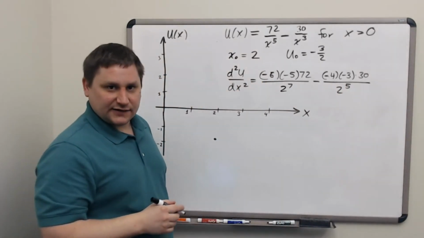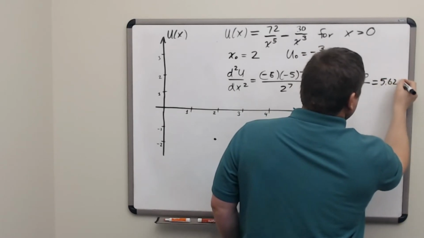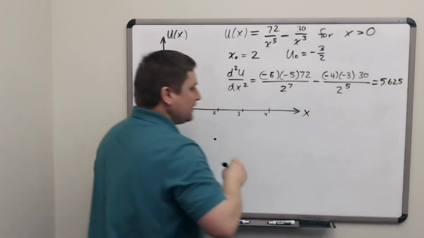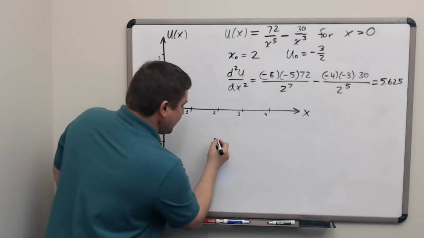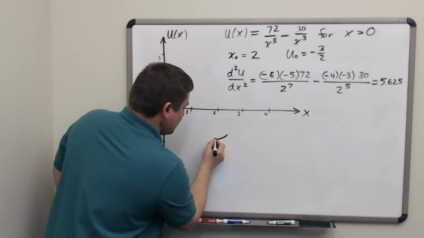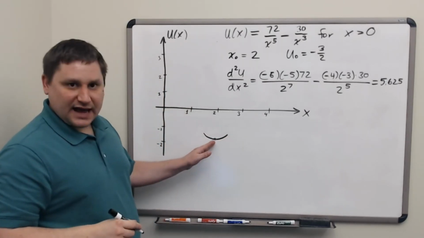It turns out that this is equal to 5.625, a positive value. That means that at this location, the potential energy function is concave up. So we have discovered a point of stable equilibrium at x equals 2.